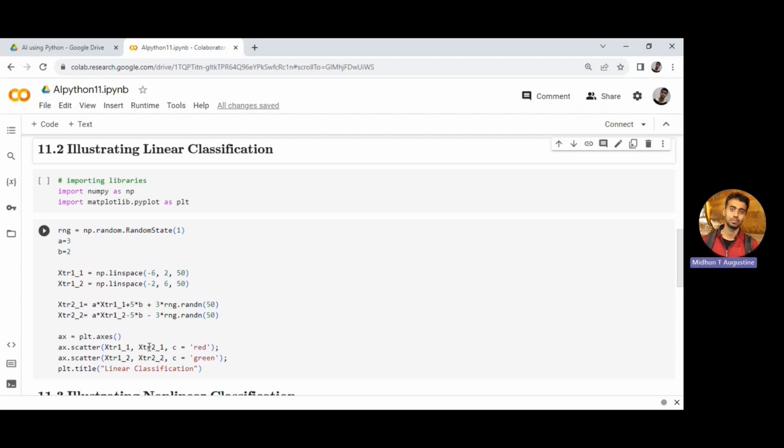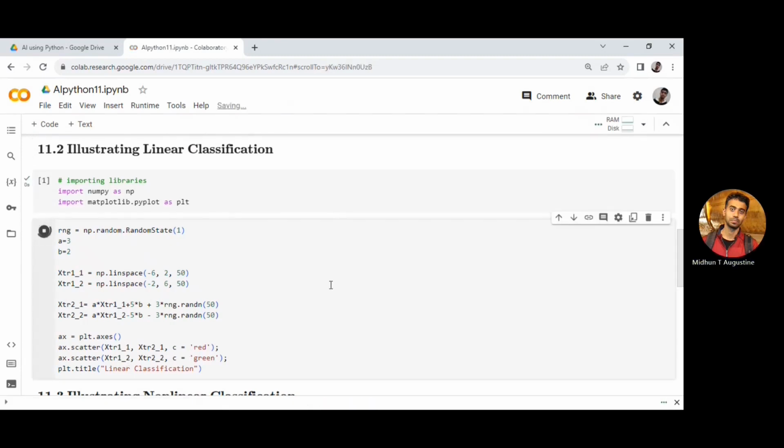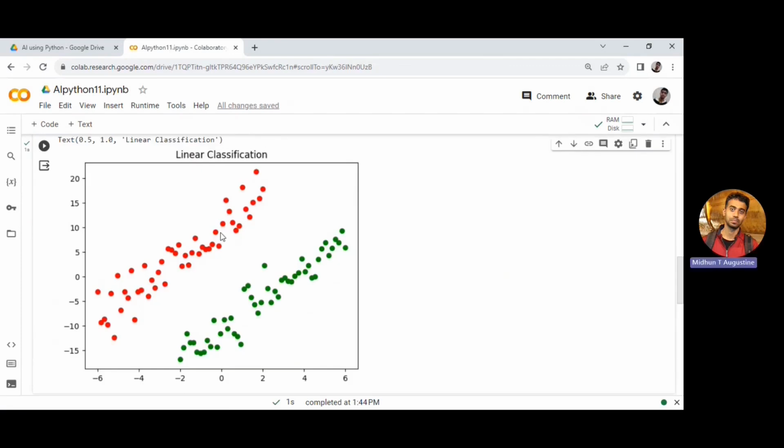Now we can plot xtr1 versus xtr2 for the samples from class 1, for which we use the red color, and for class 2 samples we use green color. And we obtain the plot as shown in this figure, where the red dots correspond to the points from class 1 and the green dots correspond to the points from class 2. And here we can see that we can draw a line in between these two classes. This means the data is linearly separable. Now in linear classification, our objective is to find a line that separates these two classes in an optimal way. In other words, that has maximum separation between these two classes.